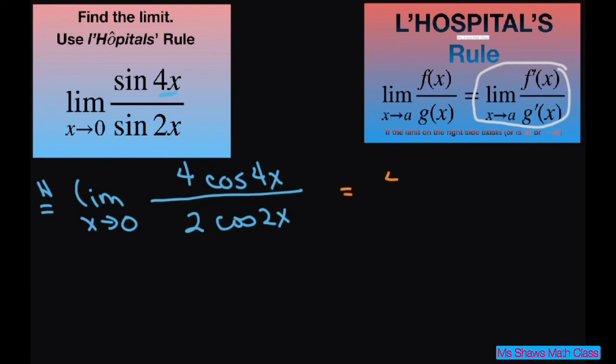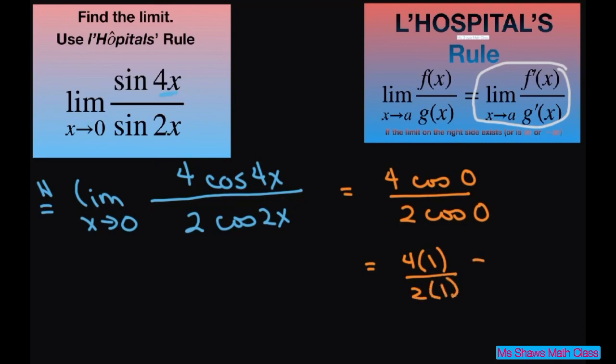Now let's apply the 0. So this is going to be 4 times cosine of 0 divided by 2 times cosine of 0, which equals 4 times 1 divided by 2 times 1. And this equals 2. And that's it.